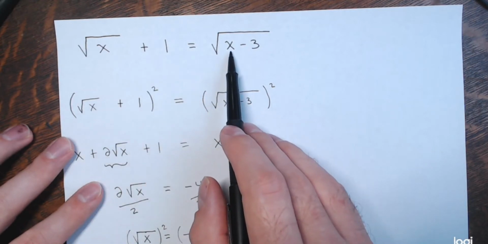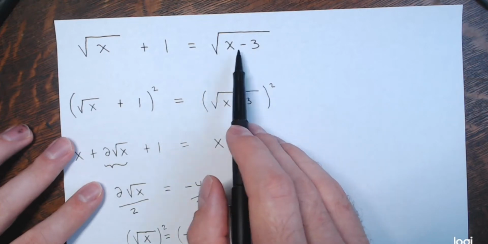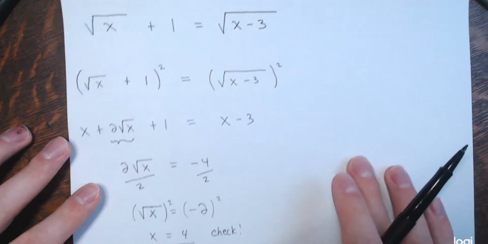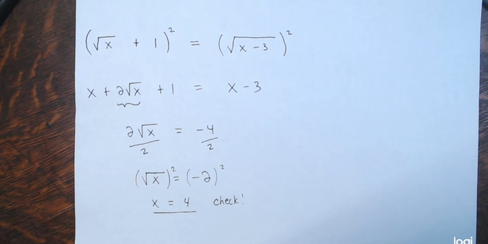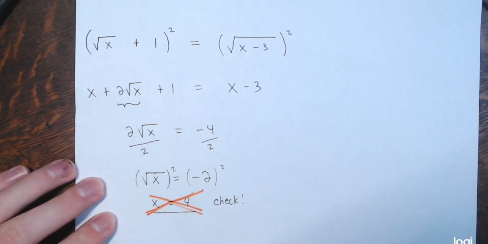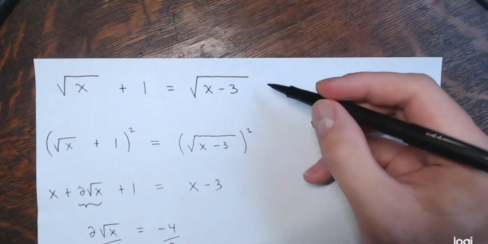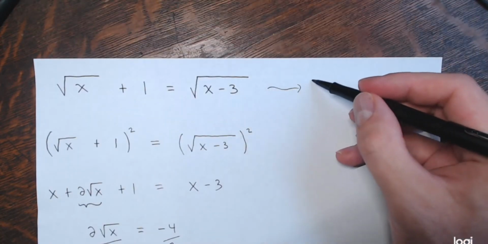Plug in 4 for x over here, 4 minus 3 is 1. I get the square root of 1, I get 1 on the right. 3 on the left equals 1 on the right. That's no good. So I'm going to big x through this. That is an extraneous solution that doesn't work back in the original equation. So all the solutions I found didn't work, meaning that this equation here has no solution.